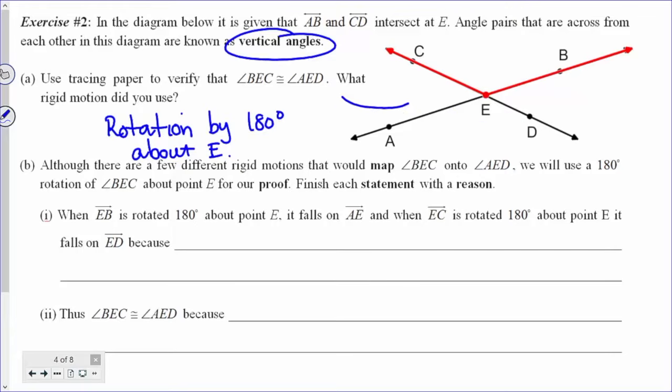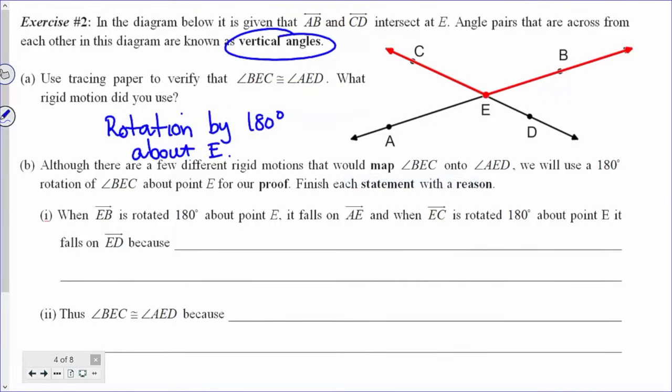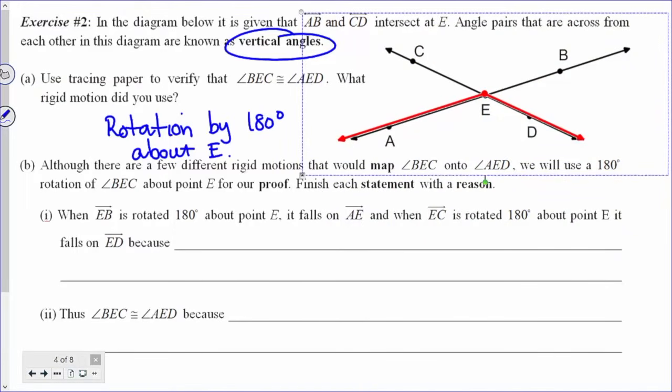Let me get rid of those blue. Oh, that was kind of cool. Get rid of that. And let me click on this angle. If I rotate it by 180 degrees, then it ends up landing on that angle.